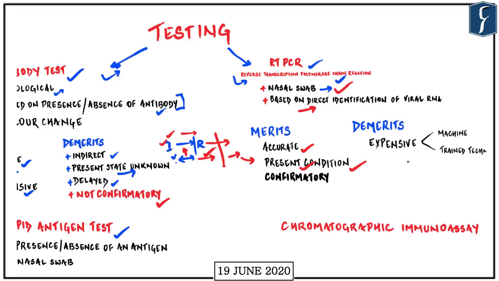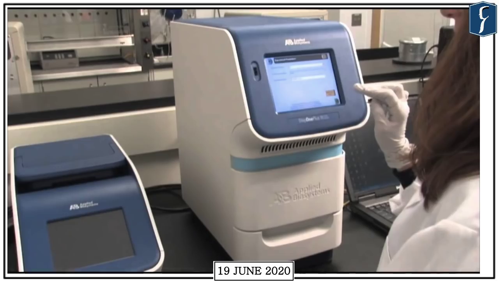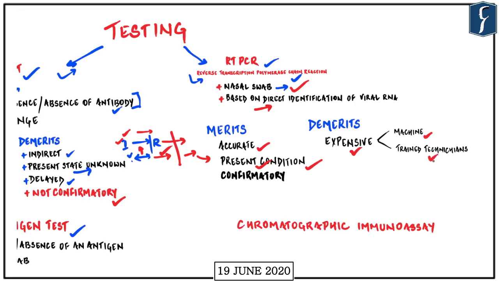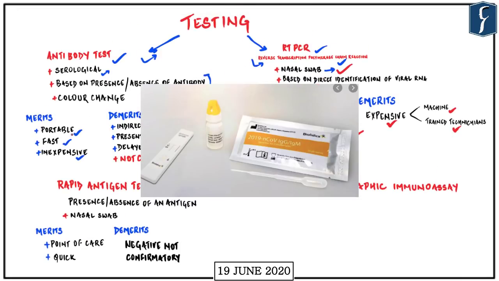But the problem is that these tests are extremely expensive because they require extremely high-tech machinery, and for that you need extremely trained technicians. And that is why the results of RT-PCR in case of COVID-19 take anywhere from 1 to 2 days to come out. Also, these tests cannot be performed outside the lab, which is not the case with antibody tests as they are portable.